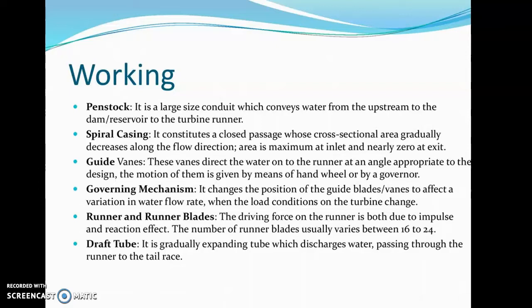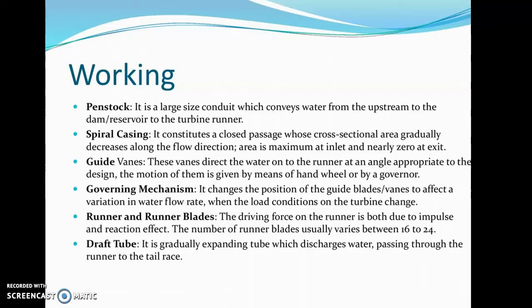Then there is a set of guide vanes. These guide vanes direct the water onto the runner at an angle appropriate to the design. Their motion is given by means of a hand wheel or by a governor. Then we have governing mechanisms to change the position of the guide blades or vanes to vary the water flow rate when the load conditions on the turbine change.